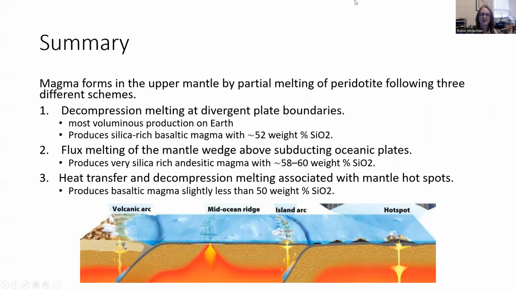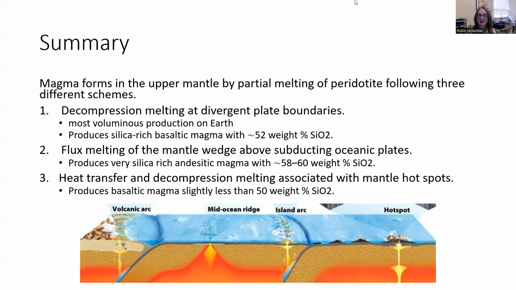All right, a quick summary of the different ways that rocks can melt, focusing mainly on peridotite. So decompression melting at divergent plate boundaries. This is the most voluminous production of magma on Earth, and it produces a silica-rich basaltic magma. So silica-rich basaltic, meaning it's still a mafic rock, but it's less mafic than other basalts.